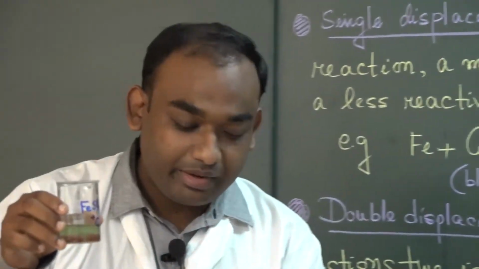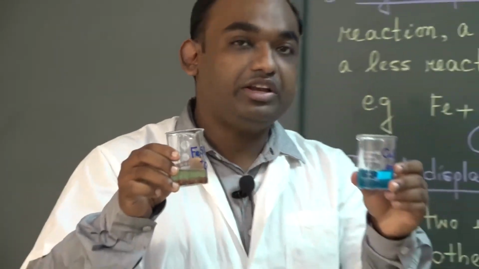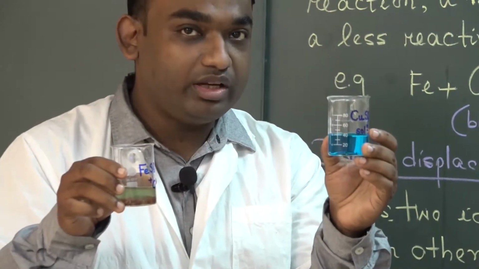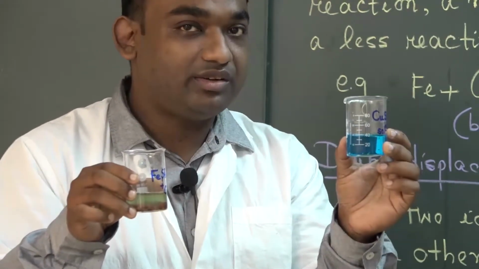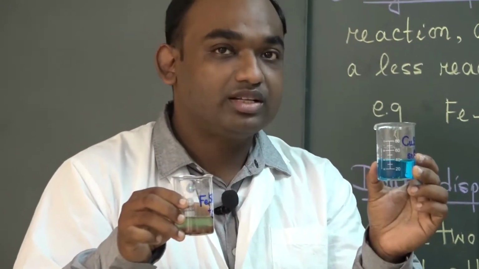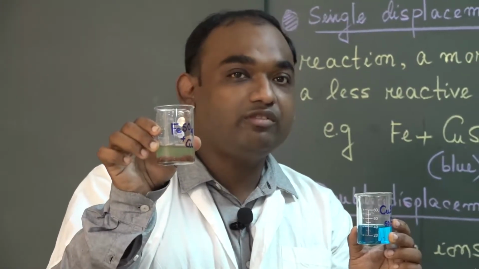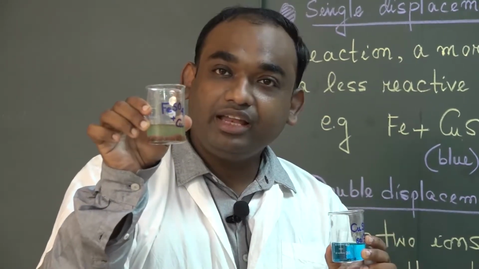Students, you can compare the result. This is our initial case where we have taken copper sulphate, blue in color, and in that copper sulphate we have poured some iron nails. So with the progress of time, what we will find is this final product.